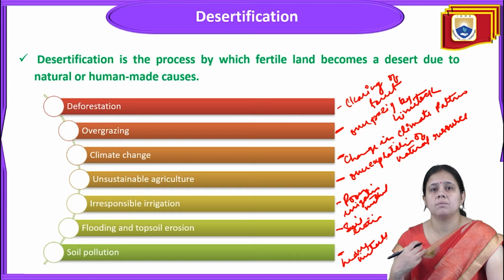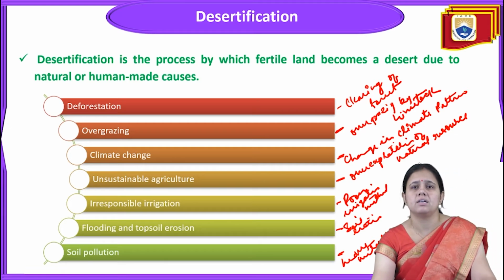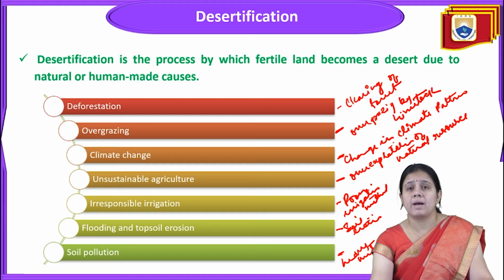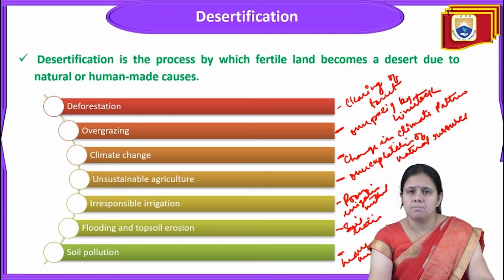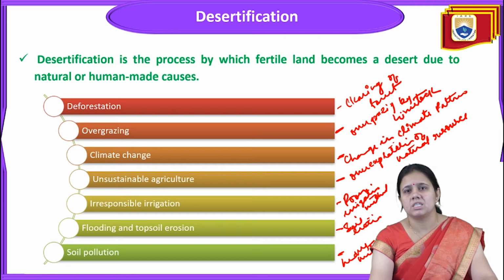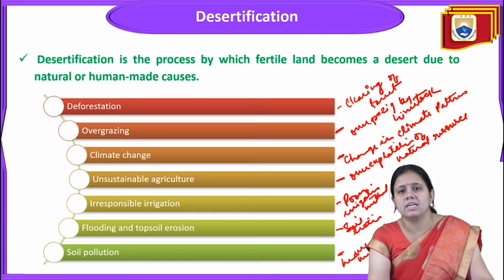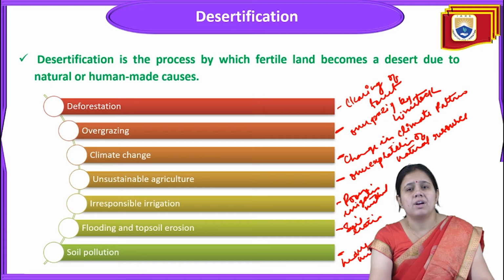So this is the main reason behind this desertification. Some reasons are natural, but some are human induced, or anthropogenic. If we discuss the anthropogenic reasons, they are due to man-made behavior. Mostly these are man-made reasons, like deforestation, overgrazing, climate change, unsustainable agriculture. All these practices are man-made only. Irresponsible irrigation, flooding. You can say flood.